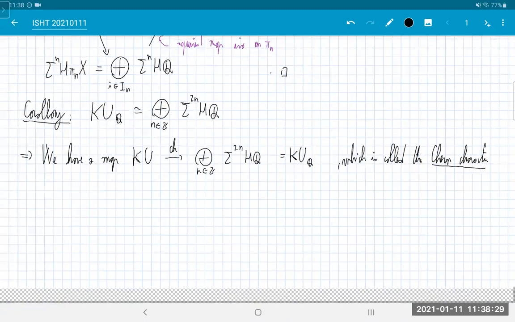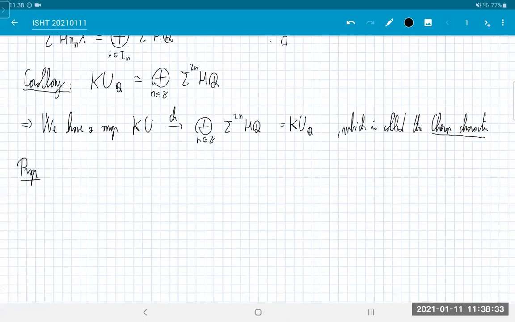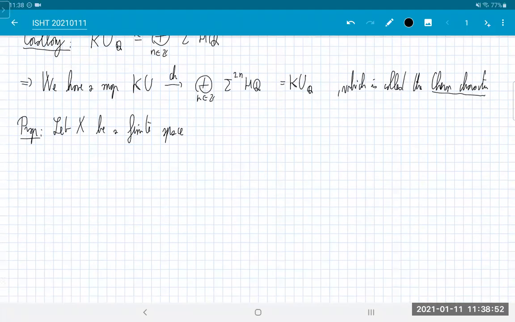And then we can easily prove this proposition. Let X be a finite space. Even a finite spectrum, but I'm stating it for spaces since that's the setting in which it's usually stated. For example, take a compact manifold. Then you can take the Ku homology of X rationalized, and that's equivalent to the sum over n greater than or equal to zero of H_2n(X; Q).